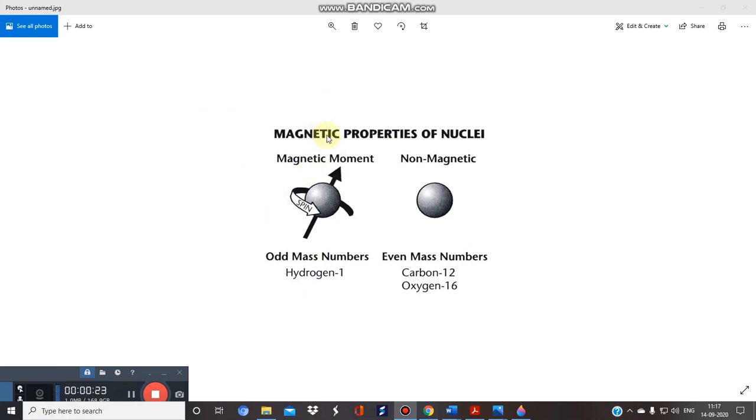Please see again the magnetic properties of nuclei. Spinning occurs only in the case of odd mass numbers, so they show a magnetic moment, a magnetic spinning, and act as a magnet. Whereas atoms having even mass numbers, like carbon 12 or oxygen 16, show no magnetic field. But if it is carbon 13, then it will again show a magnetic moment, or spinning, and act as a magnet.